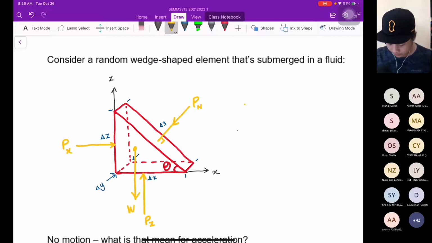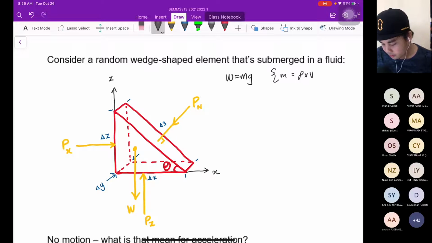All right. So since we have the weight, let's derive the weight. Weight equals mass multiplied with gravity, right? So what is the mass of this element? Mass equals rho multiplied with volume.